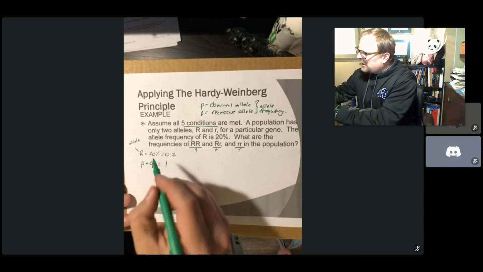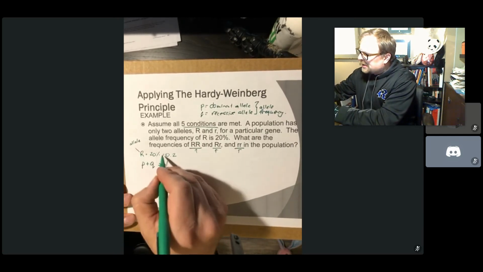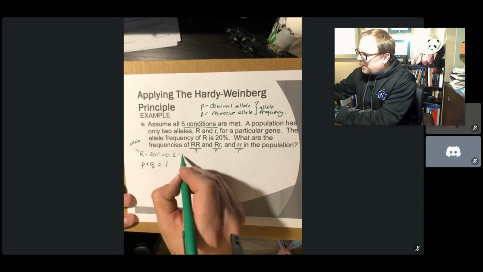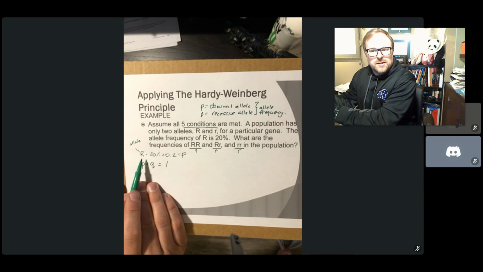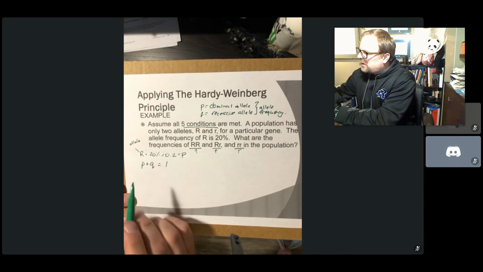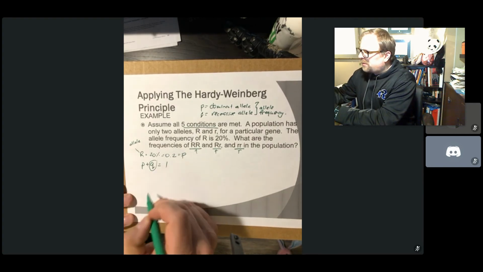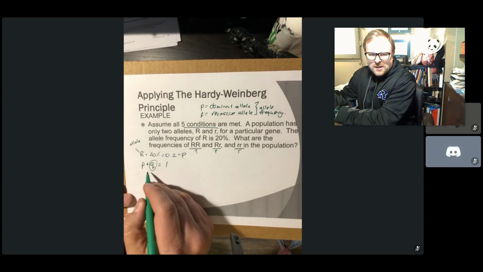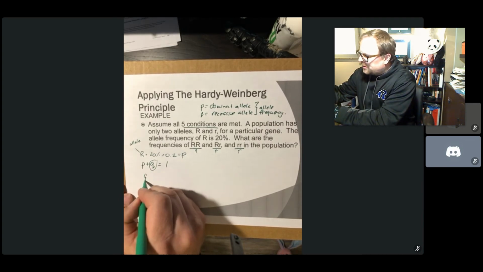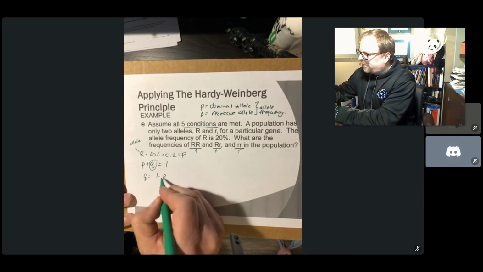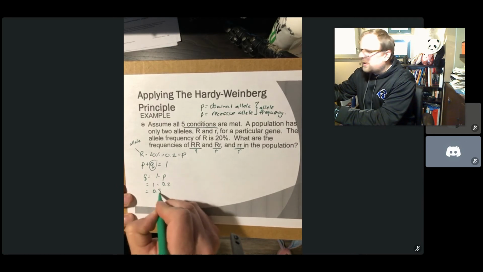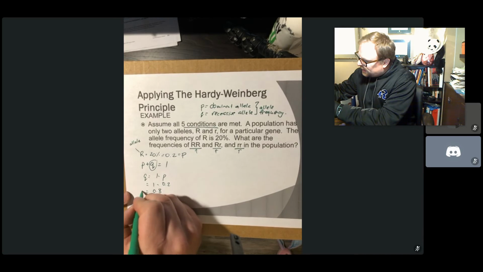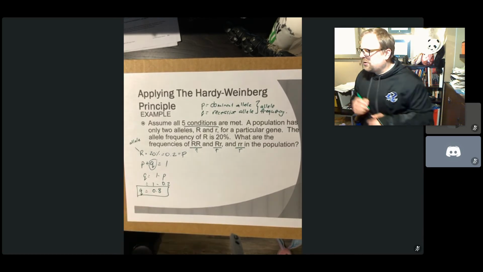So if we already know that R is equal to this, that means that we have P, because P is the dominant allele and R is obviously dominant because it's capital. Then we can figure out what Q is going to be by simply rearranging this and solving for Q. So Q is equal to 1 minus P. 1 minus 0.2 gives us 0.8. So our frequency of Q then is 0.8.